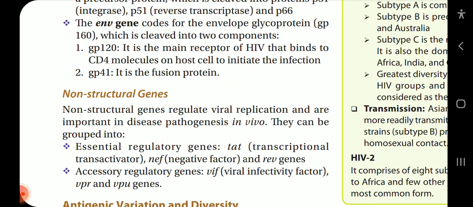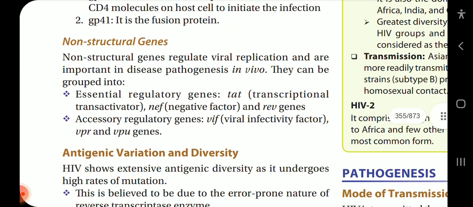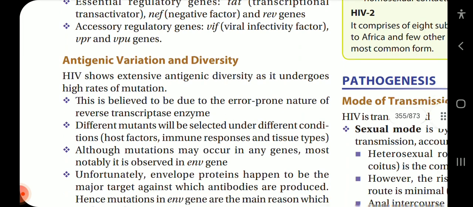GP120 is the main receptor of HIV that binds to CD4 molecules on the host cell to initiate the infection. GP41 is a fusion protein. Now the non-structural genes. The non-structural genes regulate viral replication and are important in disease pathogenesis in vivo. They can be grouped into essential regulatory genes: TAT, transcriptional transactivator, NEF, negative factor, and REV genes. Accessory regulatory genes are VIF, viral infectivity factor, VPR and VPU genes.